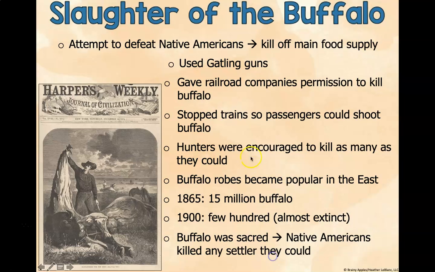Okay, so back to this. The Gatling guns gave railroad companies permission to kill the buffalo, and like you saw, the firepower of the Gatling guns really laid waste to the buffalo, right? They also stopped trains so passengers could shoot the buffalo, and hunters were encouraged to kill as many as they could. Buffalo robes, made of buffalo skins, became popular in the East. In 1865, there were 15 million buffalo, but in 1900, there were only a few hundred left. They almost became extinct. The buffalo, like we said, was sacred to the Native Americans, and they would kill any settler they could.